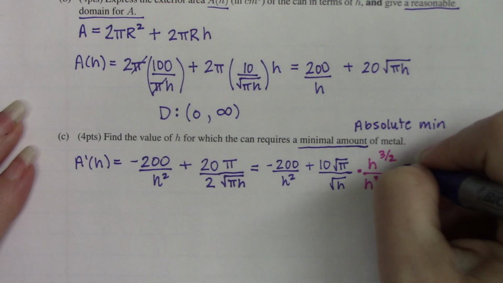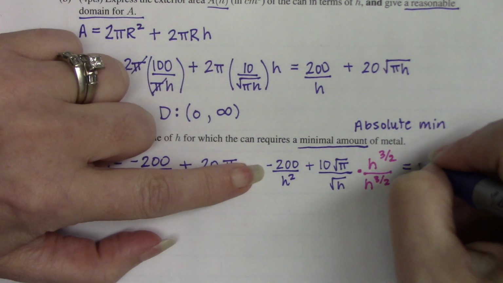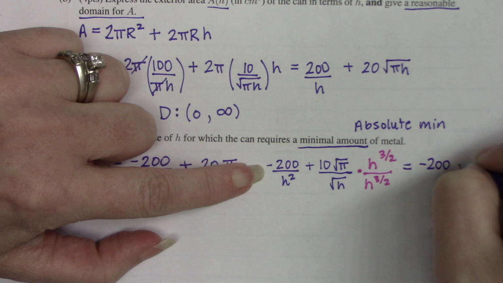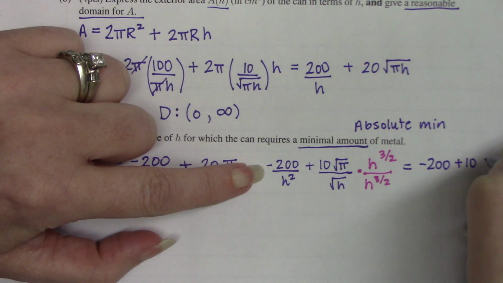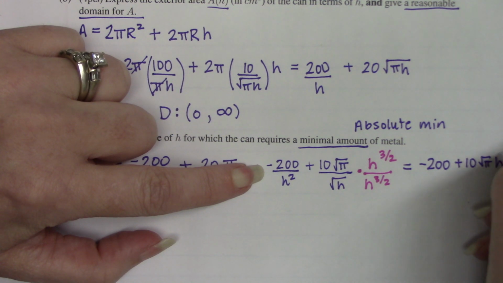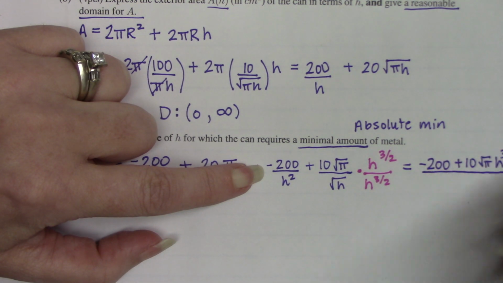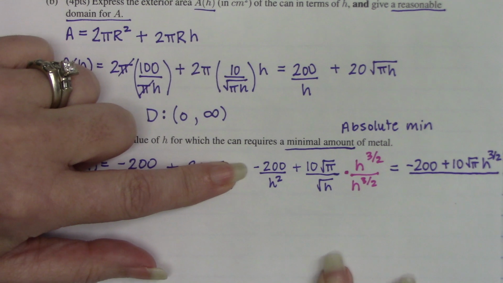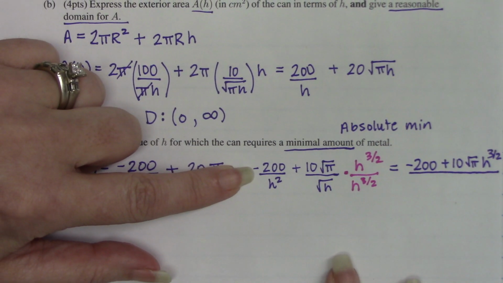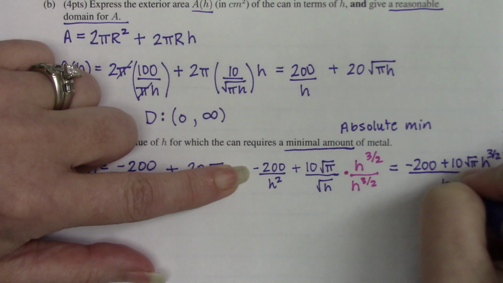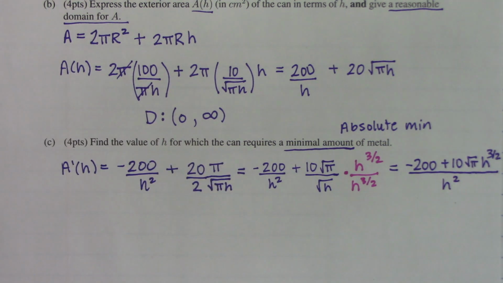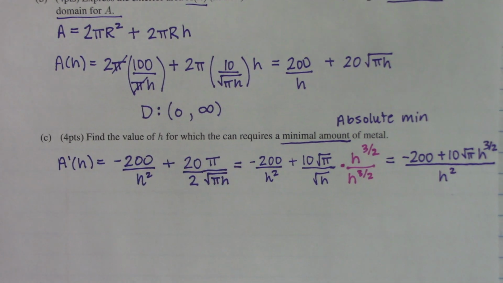So the new function is negative 200 plus 10 times the square root of pi times h to the 3/2, all over h squared. So now we need to find our critical numbers.